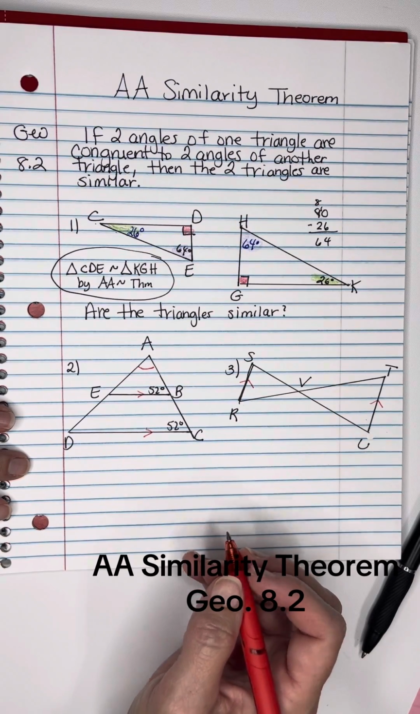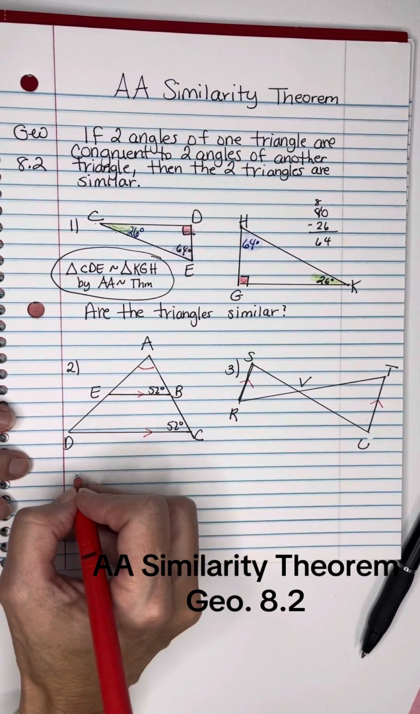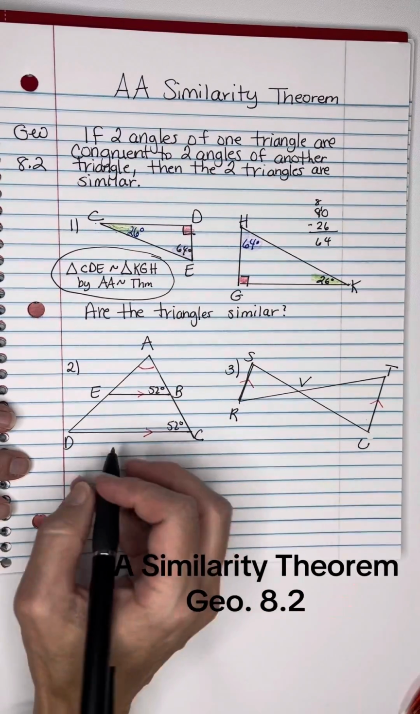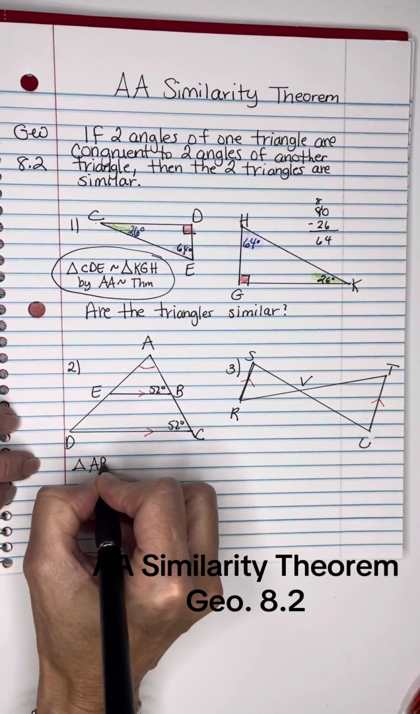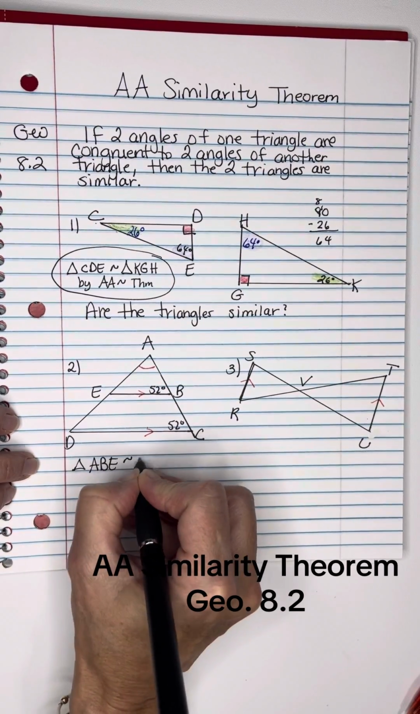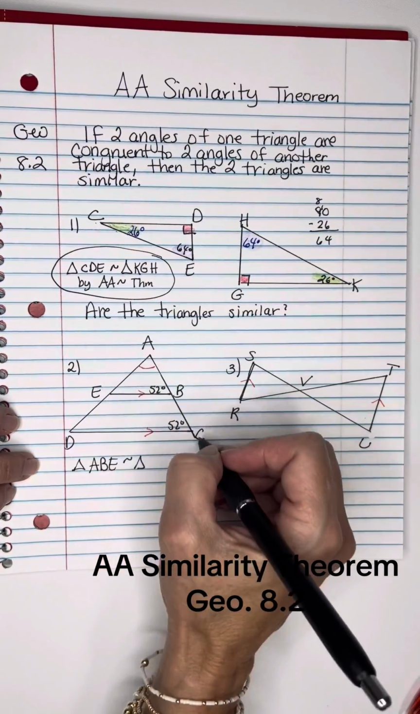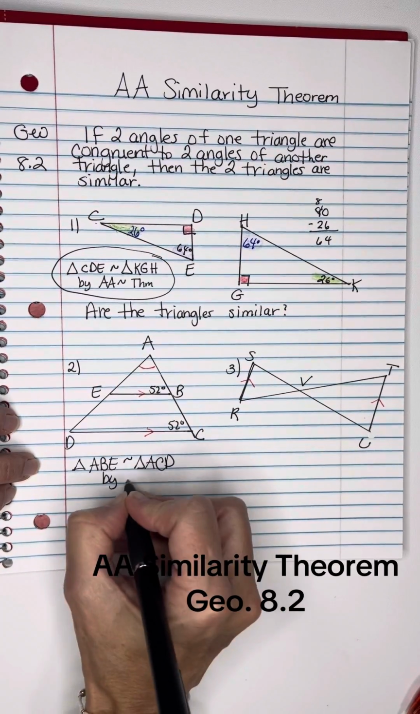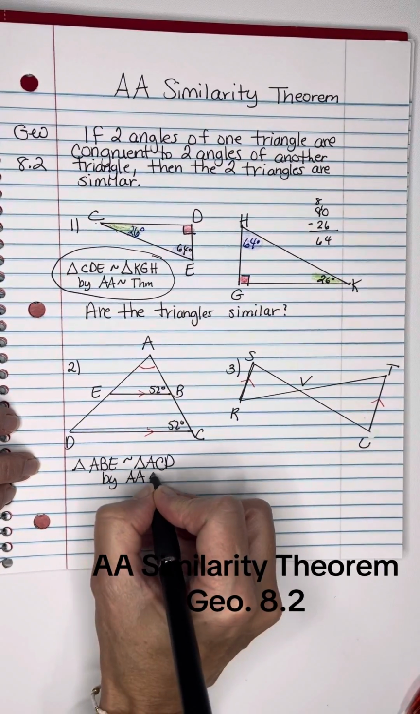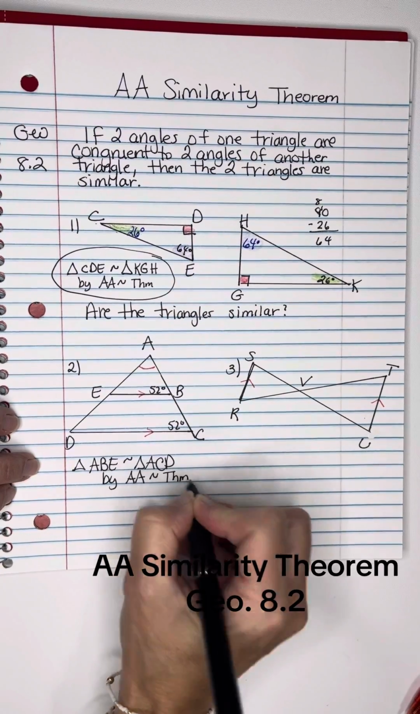So I will say triangle ABE is similar to triangle ACD by the angle-angle similarity theorem.